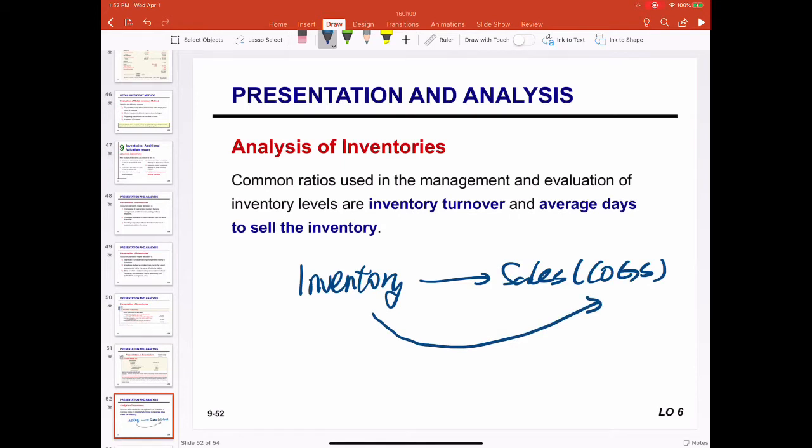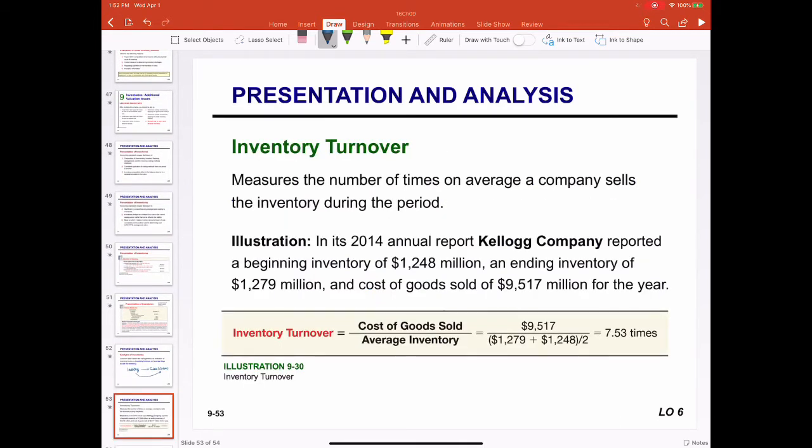So we use the financial ratio we call inventory turnover, which is defined as the ratio of cost of goods sold to the average inventory. Cost of goods sold is an expense account. It represents the expense incurred during an accounting period. And inventory is a balance sheet account. It shows the inventory balance at a specific point in time.